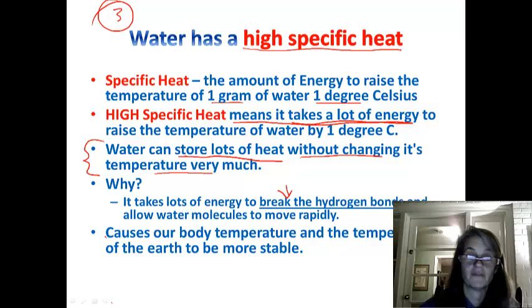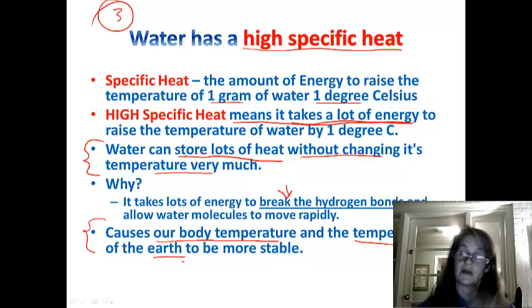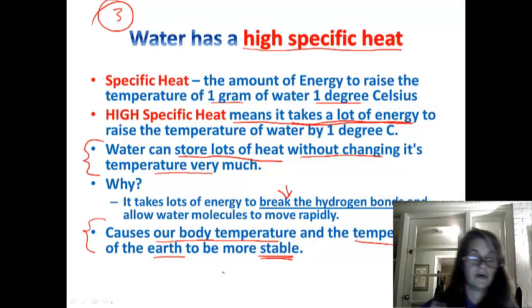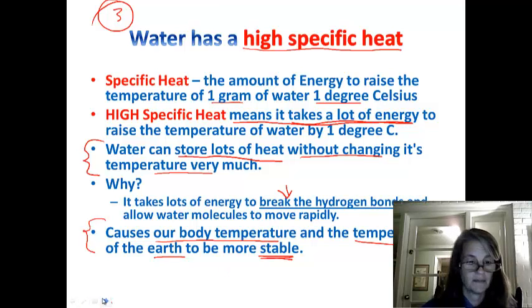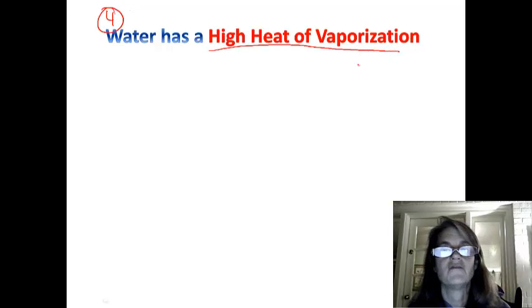Now, why is this important for life? Here is why it's important for life. Because the temperature of water is so stable because of its high specific heat. Our body temperature, because our bodies are mostly water, and the temperature of the earth, because the earth has mostly water covering it, tend to be very stable. We don't get wild fluctuations like maybe on Mars or the moon or something like that, because water makes our temperature very stable. Okay? Water, number 4, has a high heat of vaporization.